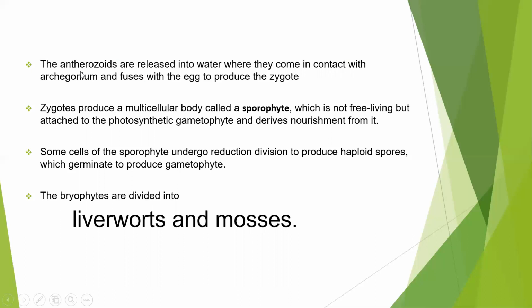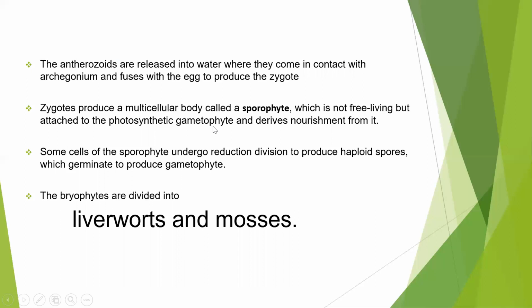Fusion takes place, and that fusion results in what? Zygote. Now, students, this zygote is diploid, and this zygote produces a multicellular body that is known as the sporophyte. And I told you earlier also, and I'm repeating it, the sporophyte is not free living. It is dependent on the gametophyte.